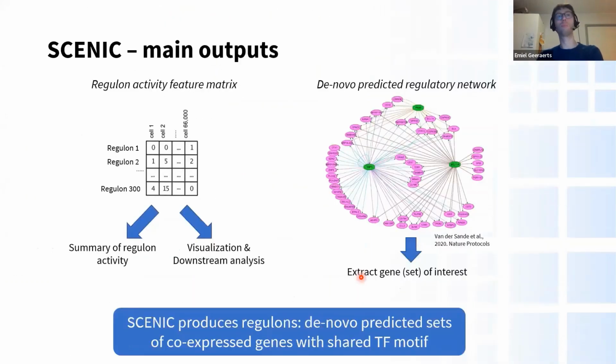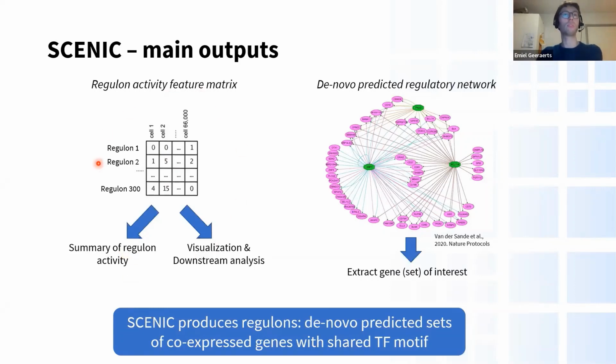So these are the main outputs of your Scenic tool. This is the regulon activity matrix. For each cell, you get the relative biological activity of your regulon. And you can use that to create summaries per cell group, for example, per cell type or per condition, to see which regulons are most active and which are the master regulators, the determinants, let's say, of your cell phenotype. I'll show examples in the case study of this.